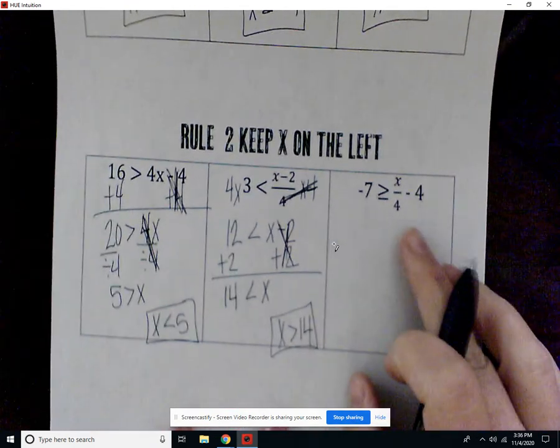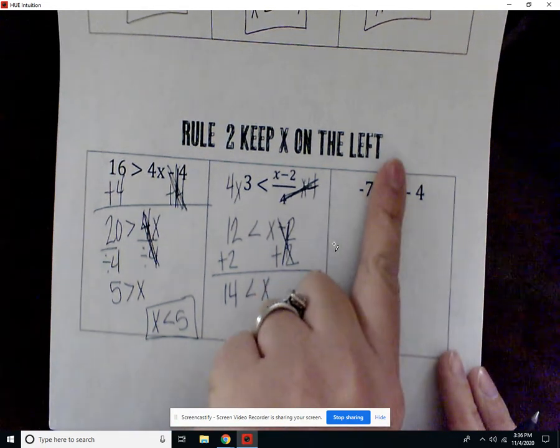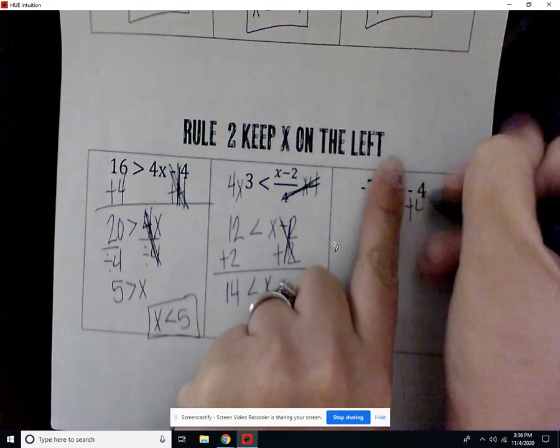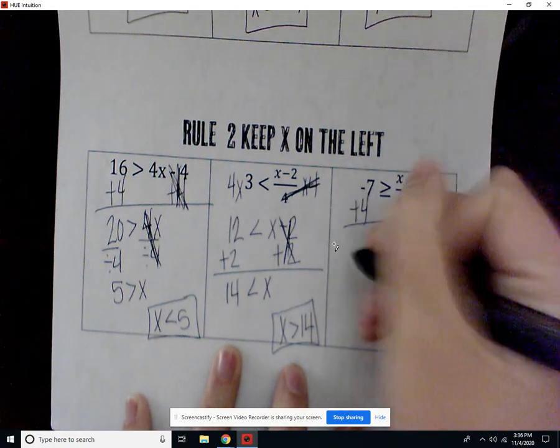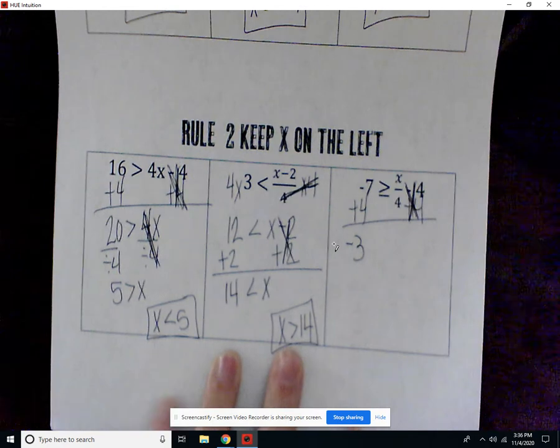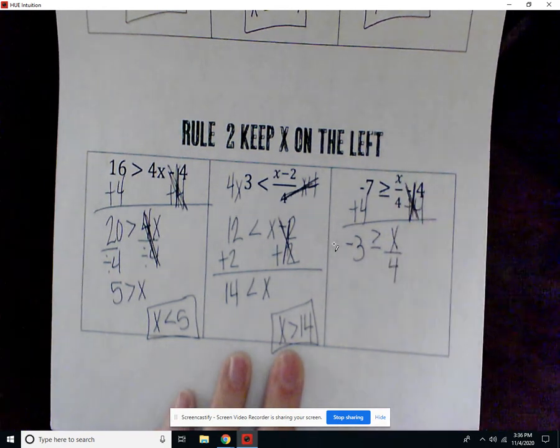We have negative 7 greater than x over 4 minus 4. So again, cover up our letter. Opposite of minus 4 is plus 4. 4s will cancel. We're left with negative 3. Negative 7 plus 4 is negative 3. Bring down our arrow. x over 4.